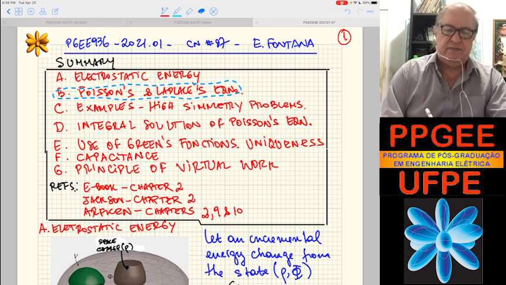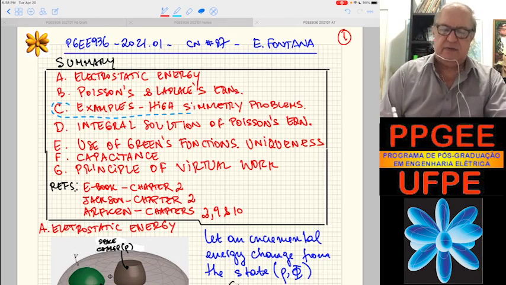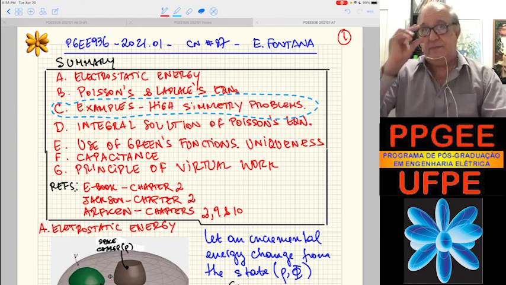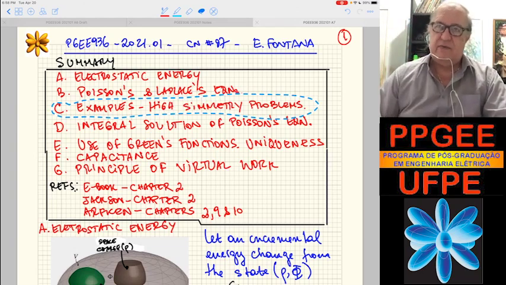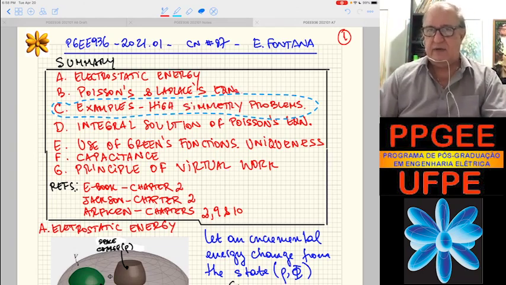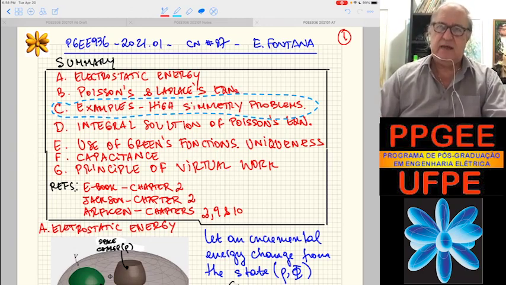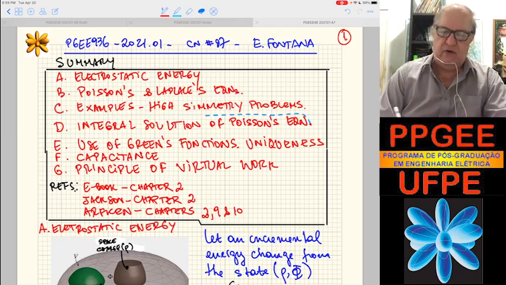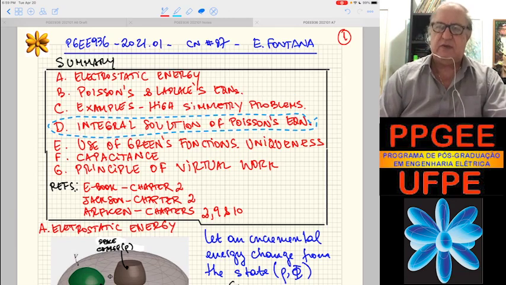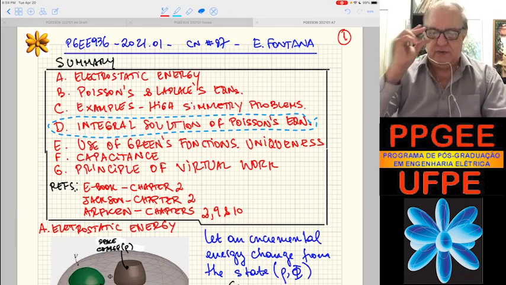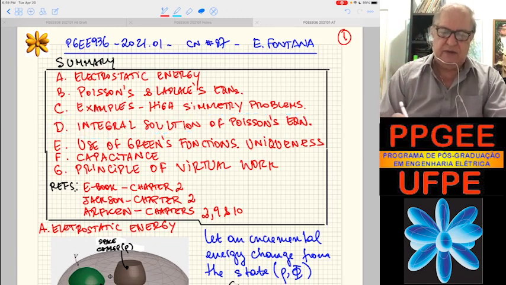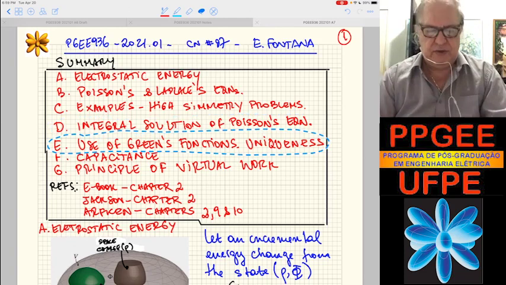We are going to do some examples with high symmetry, configurations that have a high degree of symmetry, which we can solve the differential equations in closed form. We're going to talk about the formal solution of Poisson's equation, the integral solution. Talk about Green's functions and the uniqueness theorem, uniqueness of solution.